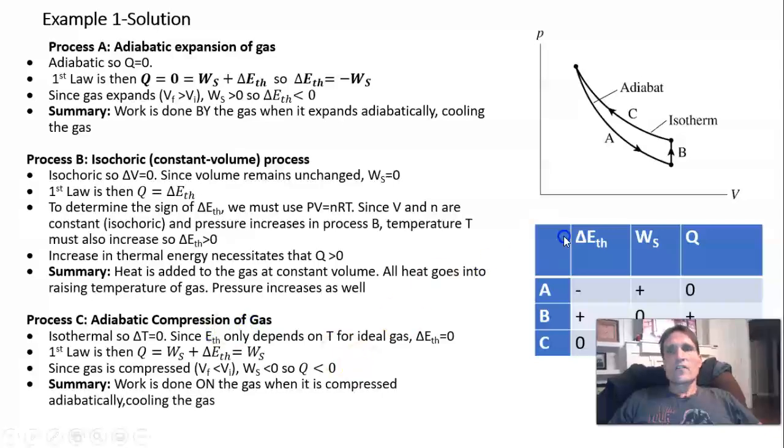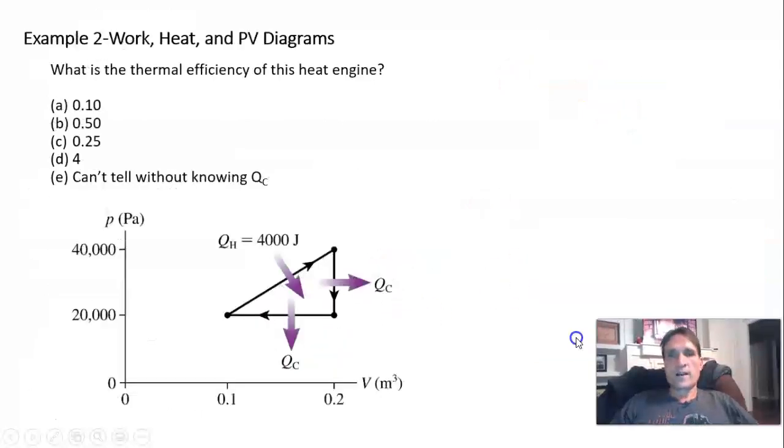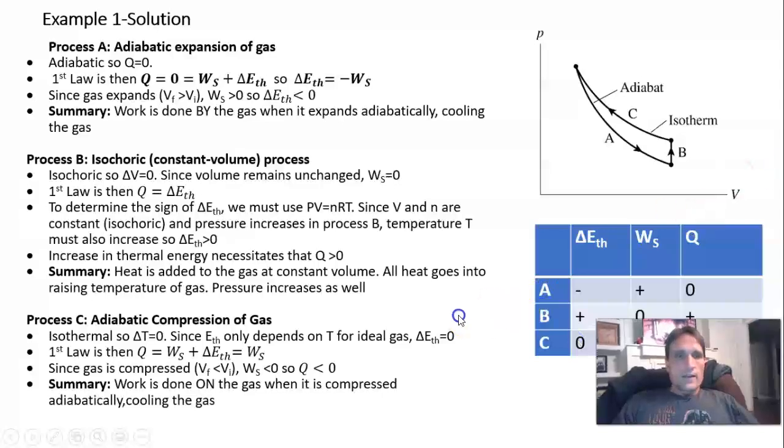Or sorry, this is isothermal. I screwed up. Sorry, this is an isothermal process. So change in temperature is 0, and therefore the change in the thermal energy is 0. Okay, so delta E thermal is 0. My bad. Okay, delta E thermal is 0.